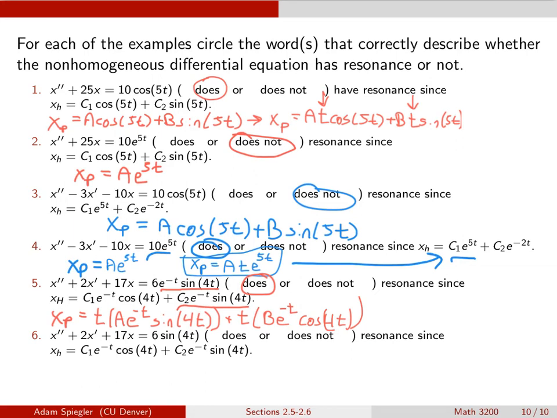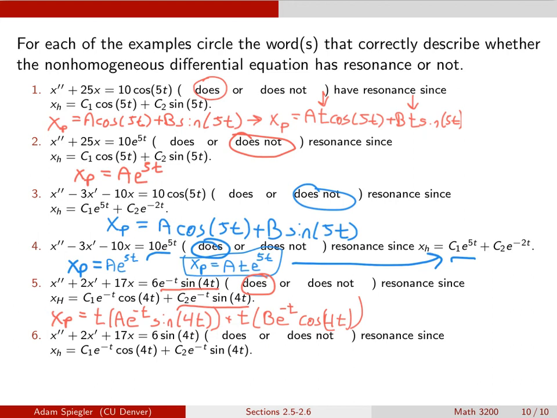So one thing that's worth pointing out, our forcing function over here has resonance with this term over here, but we're going to multiply the extra t by both the cosine and the sine piece. So the t comes up over here and over there. So that one did have resonance.